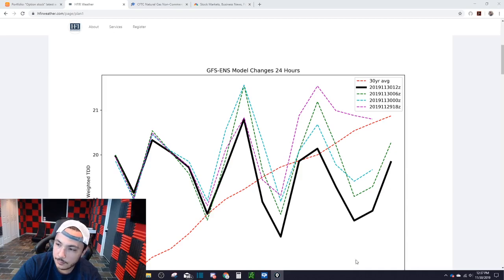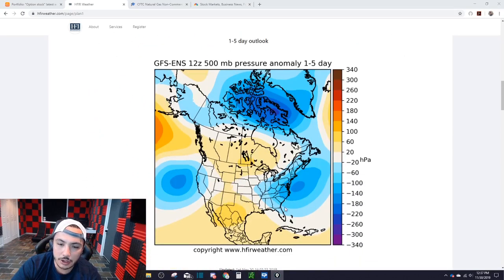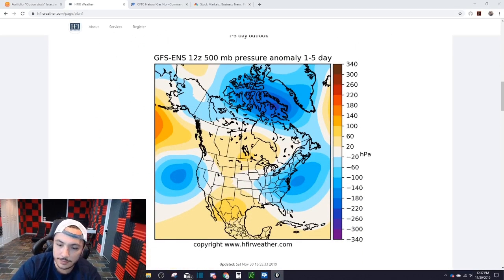Now, this is the GFS ensemble. Then you also got the maps. So how does the 1 to 5 day look like? It looks somewhat warm, about 70% warm in the United States.